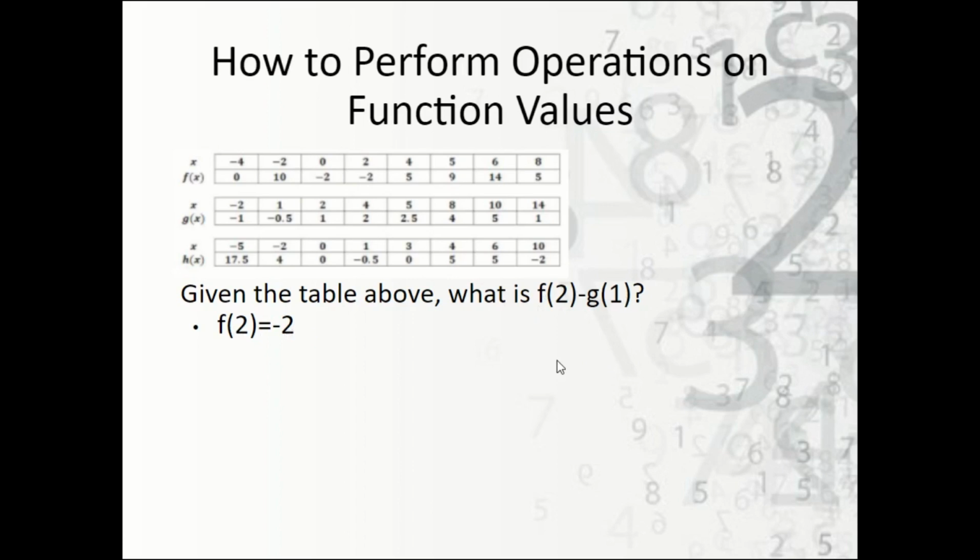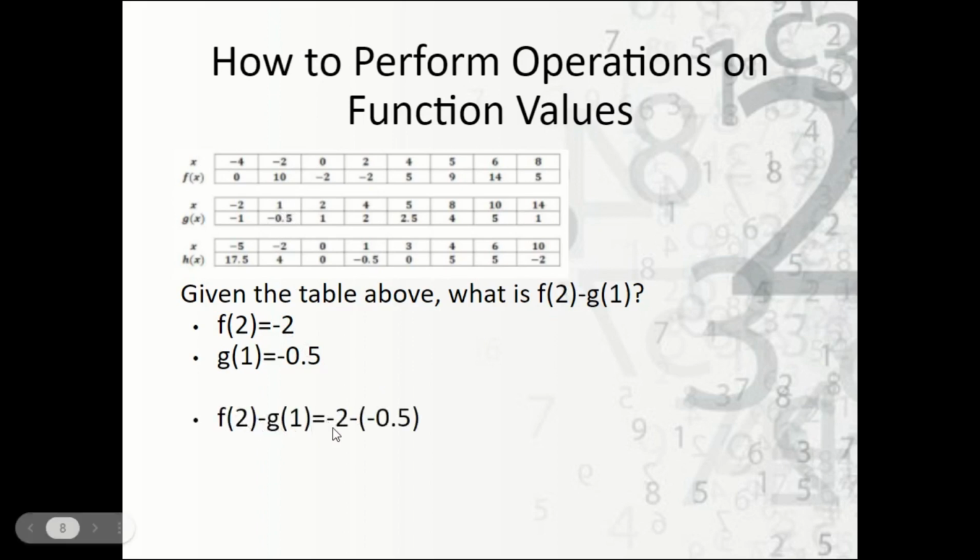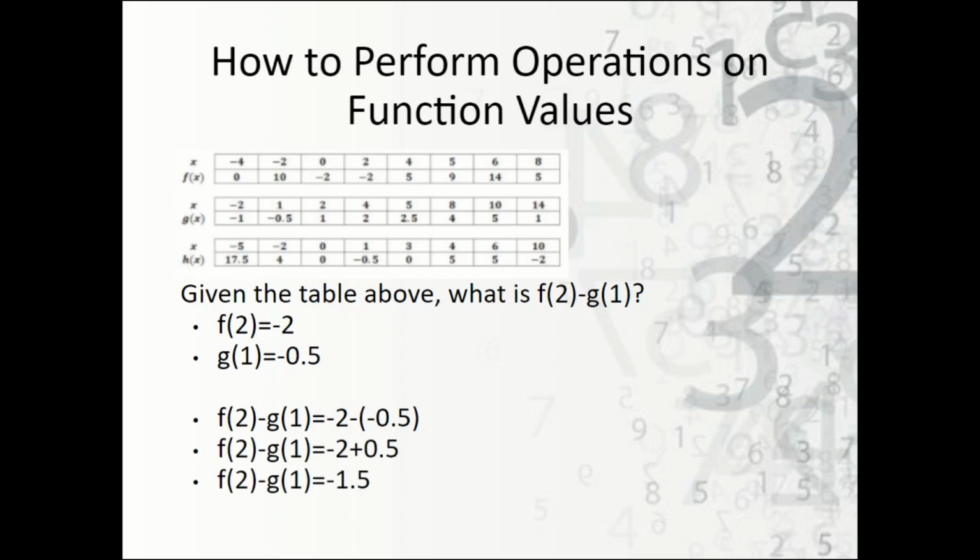And then we look at g. So g of 1, which is here, when x is 1, g of x is negative 1/2. So we take those two values, and then we're just going to subtract them, just like it says. So f of 2 minus g of 1 is the same thing as negative 2 minus negative 0.5, which is really plus positive 0.5. And we get negative 1.5 as our solution.